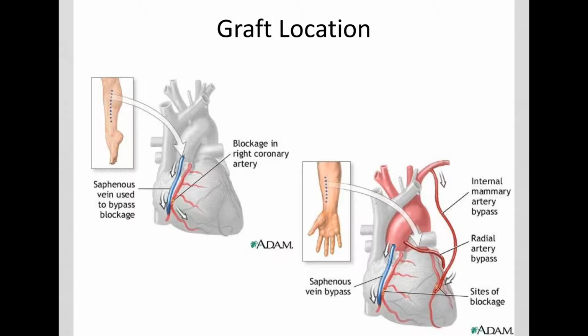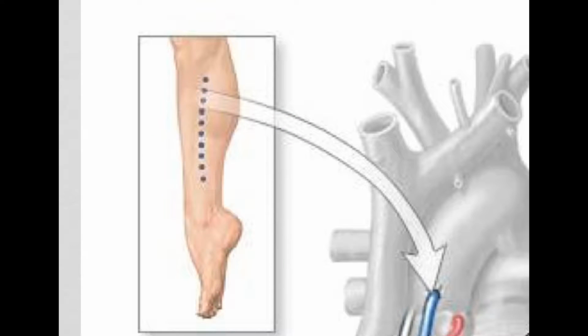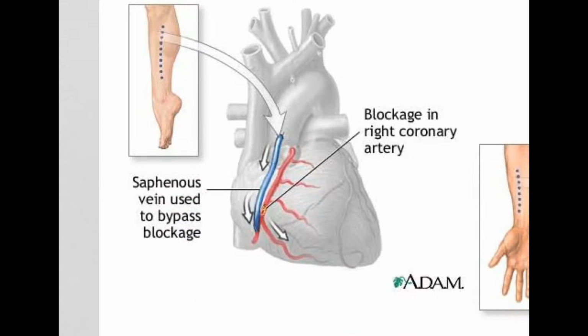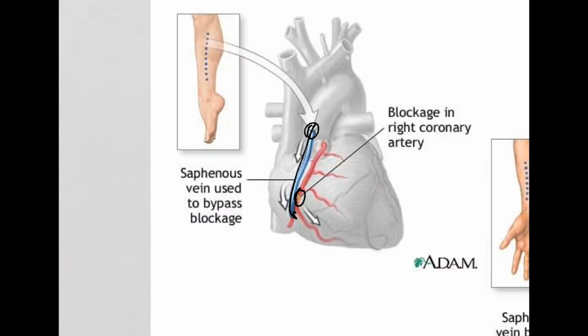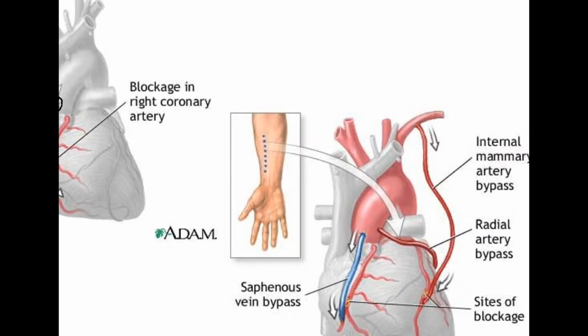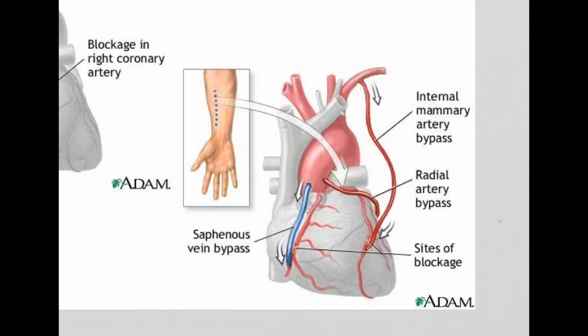A graft is taken from either the leg, so they take a vein from the leg, and they're using that to bypass the blockage. So in this picture here, you see there's a blockage there, and then the vein is used to connect in the aorta, comes down around the blockage to reestablish blood flow to the heart. The radial artery can also be used too, and you see another example there, or the internal mammary artery can be used.